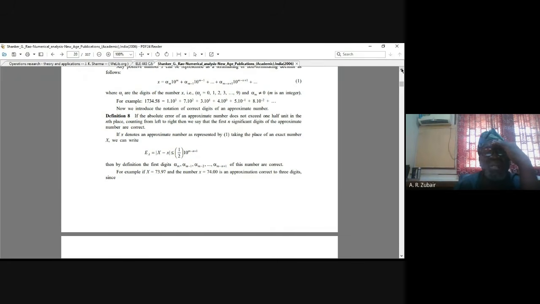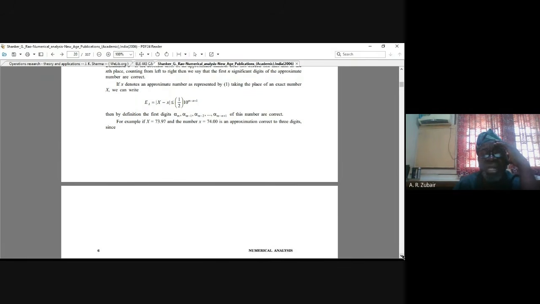Please take time to reason between the example and what you were told before. This is alpha m 10 raised to power m. So in this case, you know that this 7 is 7 times 10 raised to power 1, and 3 times 10 raised to power 0. So our m is actually going to be 1. That's why they wrote 1 here. Our m is going to be 1.